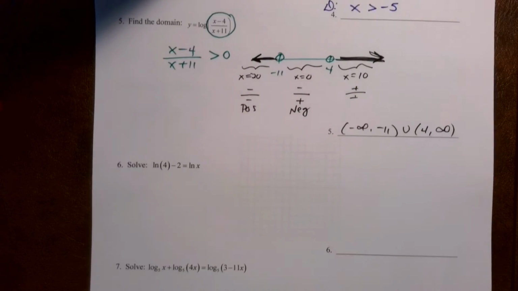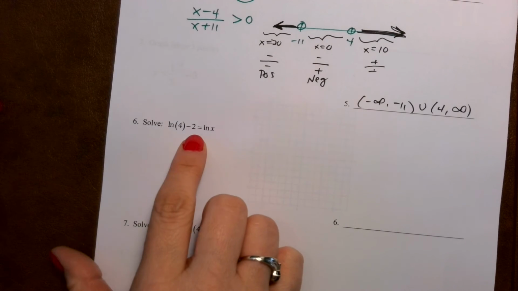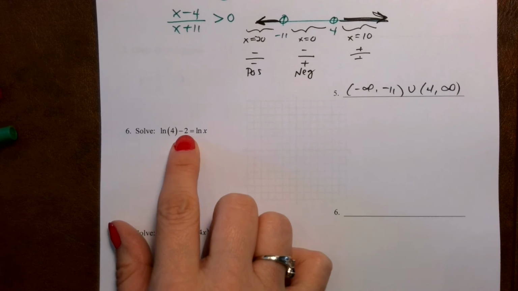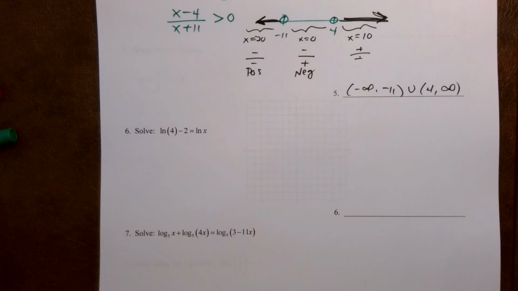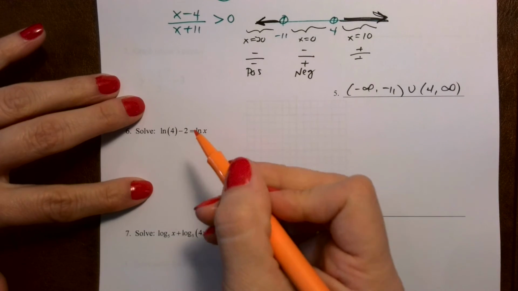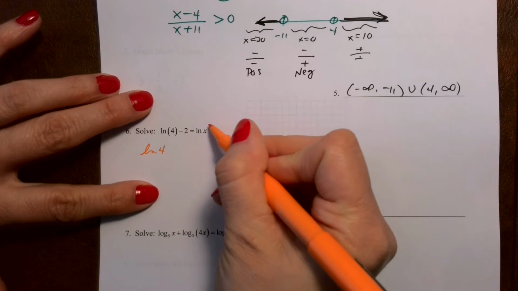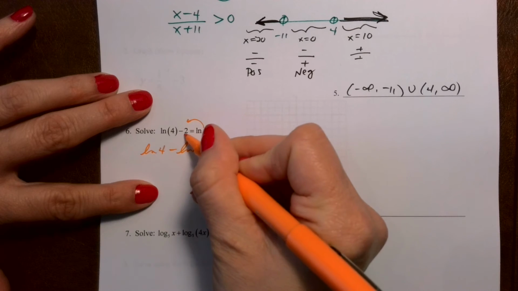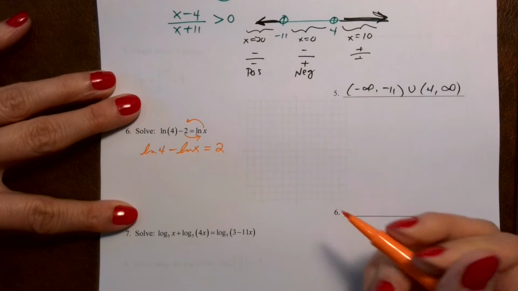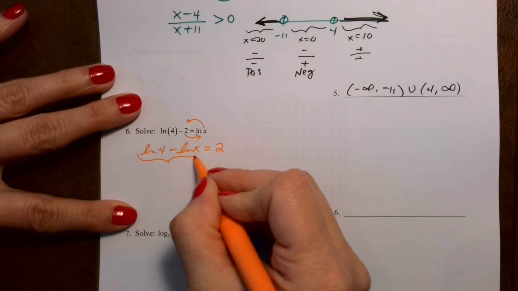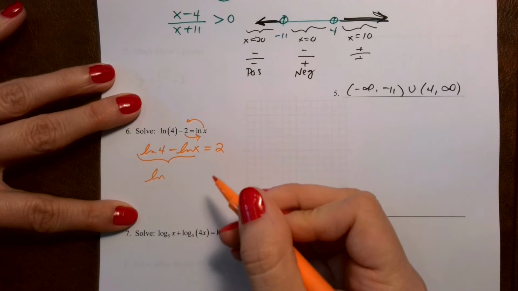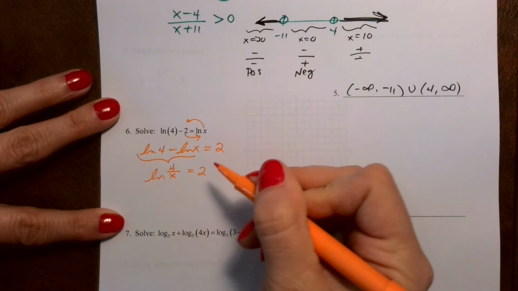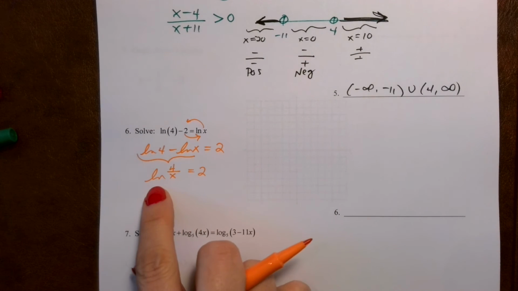Number 6, solving a log equation. I have a log, a number, a log. The approach to this would be to combine two logs. So I am going to move this natural log to the other side, subtract it over, and I'm going to add the 2 to the right. Now I can combine two logs into one log, and I will divide the of's. At this point, I am down to one log.